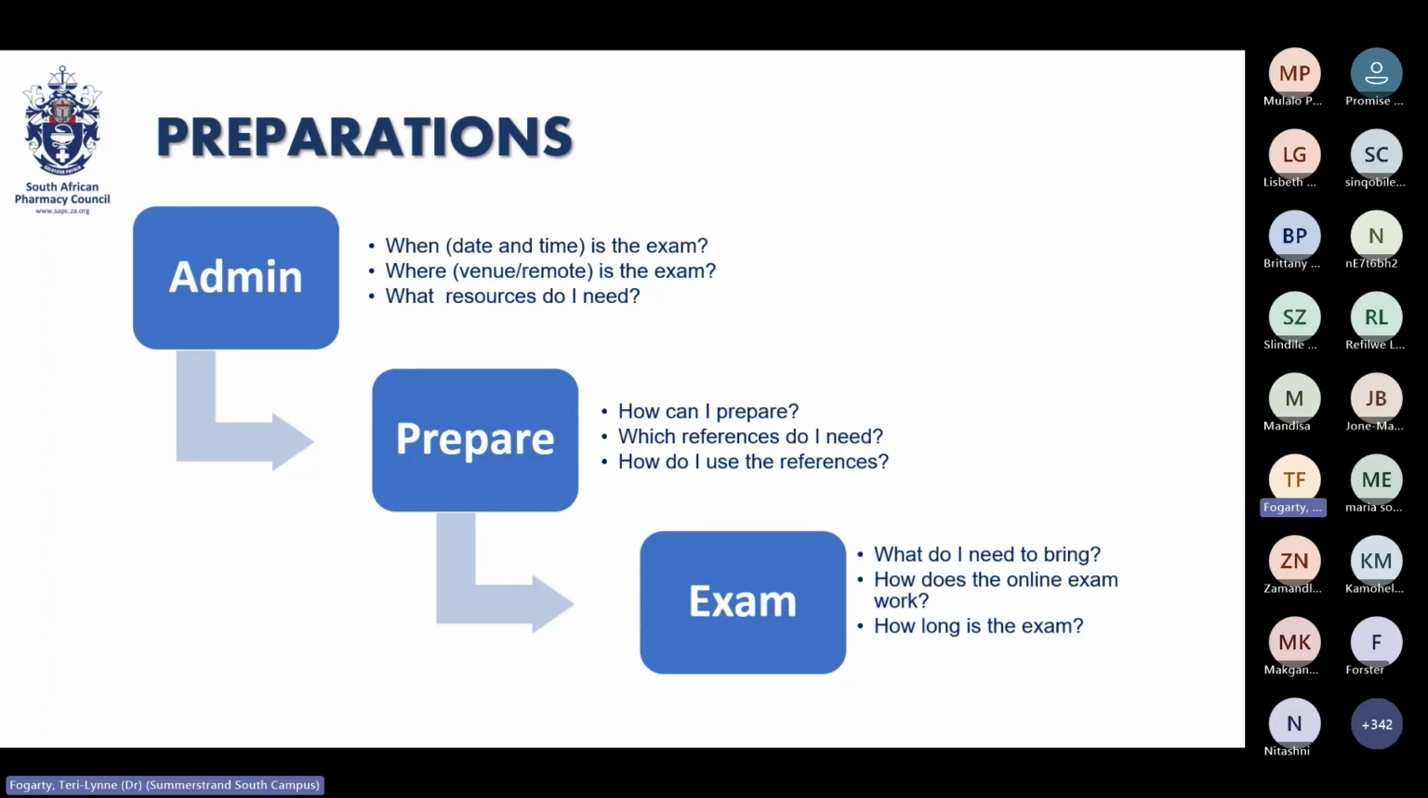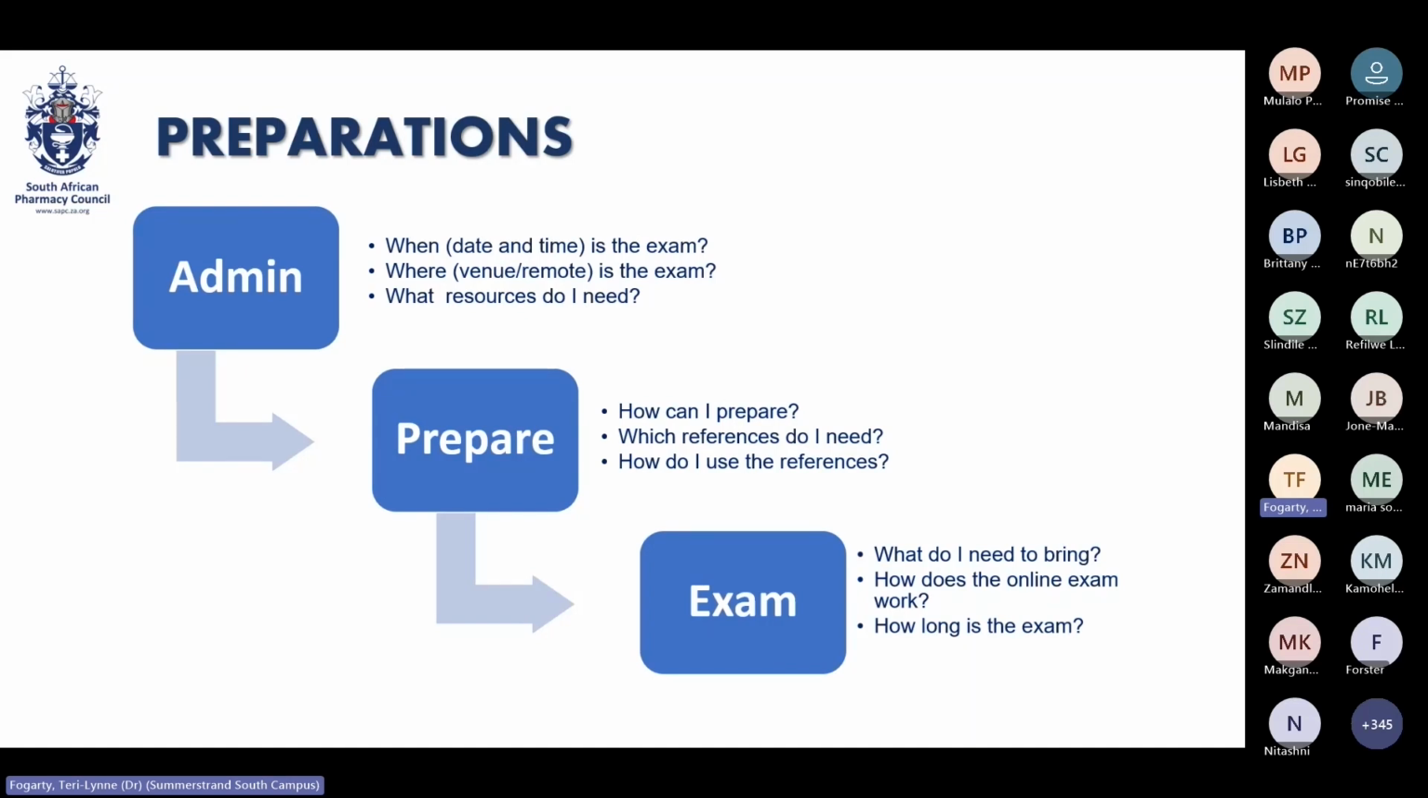Okay. What resources do you need? And again, the office will explain a little bit later on in this meeting what resources you need to have available to be able to write the exam. Right, we're trying to address with you how you can prepare. Today we will also give you some references that you can use to prepare and how to use the references.